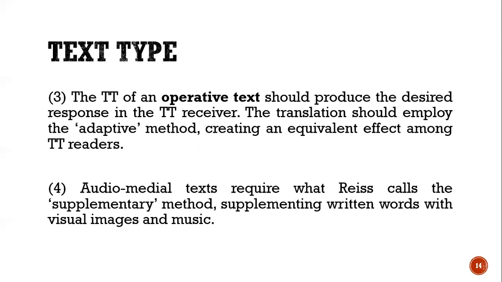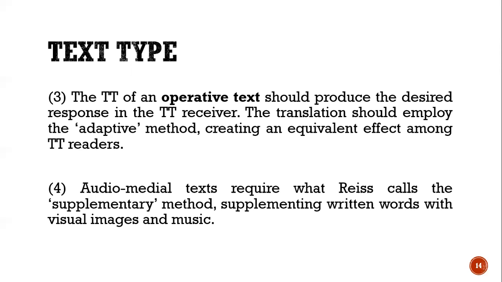Okay? So you have to have some balance in between these two. For example, when I read the original text in English, I become very emotional because of reading that text. I have to have the same kind of emotion when I read the translation. So you have to transmit the emotion in the same manner. So that is the idea here in the operative text.